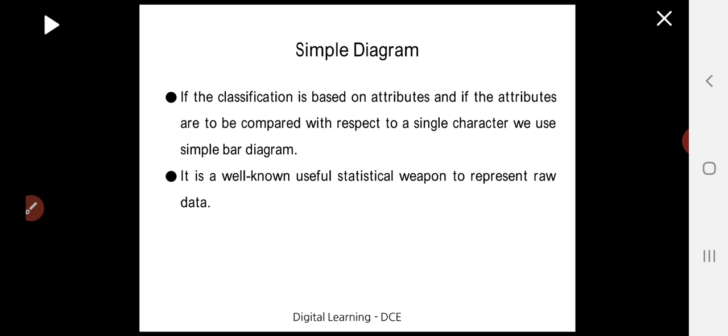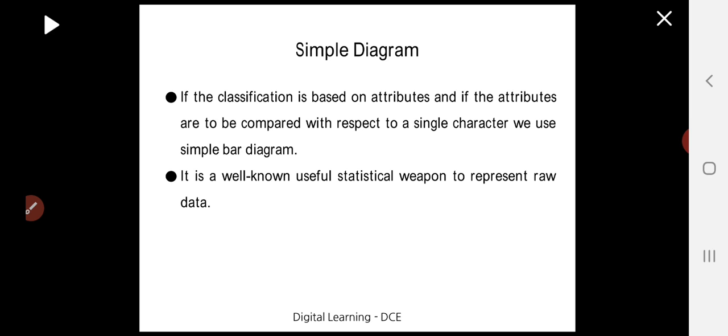I, Dr. Rizwana Begum, would like to discuss the concept of diagrammatic and graphical representation of data. And in this session, we shall discuss in detail simple bar diagrams, multiple diagrams, and subdivided bar diagrams. We shall look into simple diagrams.